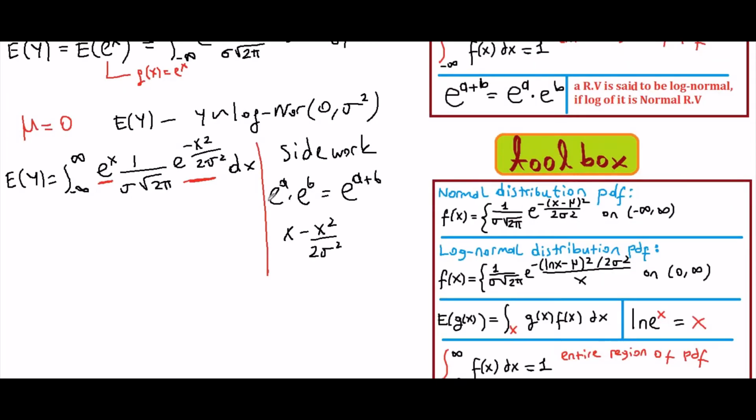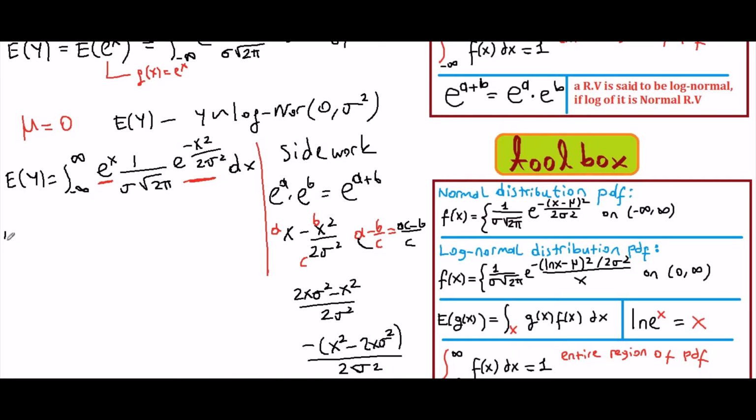Now we can merge this using the fact that an a minus b over c kind of term is equal to a times c minus b over c. In our case, this is a, this is b, and this is c. So our exponent will be 2x sigma squared minus x squared over 2 sigma squared. And we can factor the negative sign out of the numerator, so we obtain negative, x squared minus 2x sigma squared on the numerator, and our denominator is 2 sigma squared. Now we can rewrite everything.